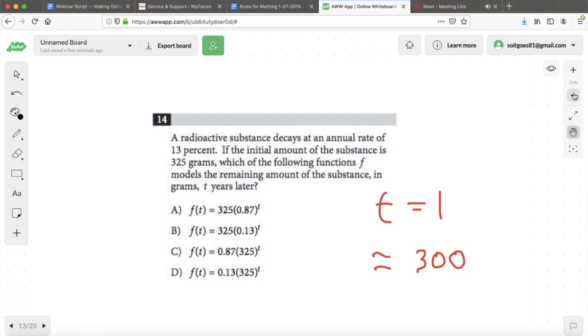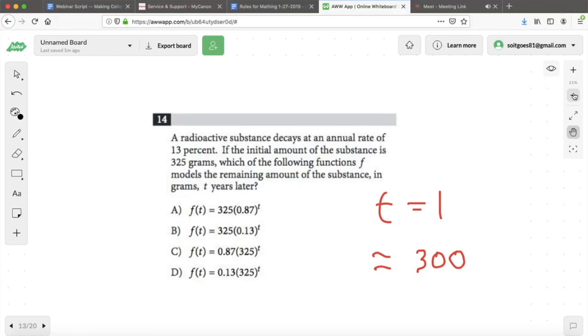Now, hold on. This is a non-calculator section question, so we're going to want to estimate this. I will let you calculate in just a minute, just to confirm. But do you think answer choice A, when t is 1, and remember, anything to the power of 1 is itself, would give us something around 300? Maybe. Because 0.87 is close to 1, but a little bit less than 1. So I think that's reasonable. Should we keep it? Let's keep it.